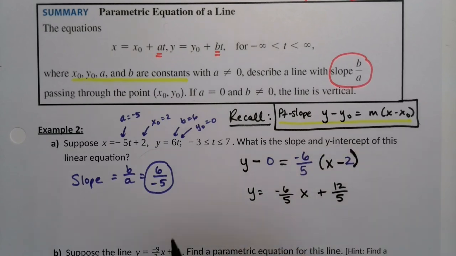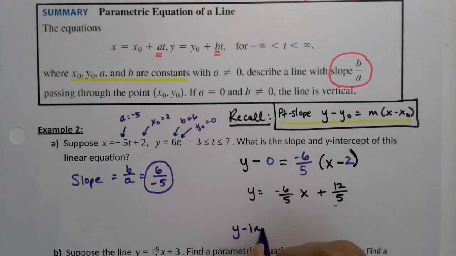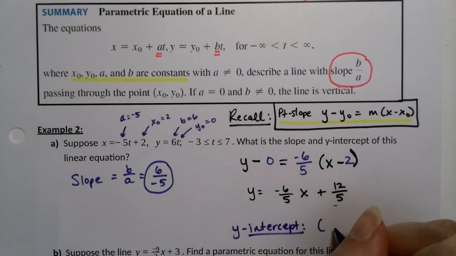So that was really easy. So then the y-intercept is this number right here. Well, it's 0 comma that number. A y-intercept is, of course, a point, so it has to have coordinates. So 0 comma 12/5. There.